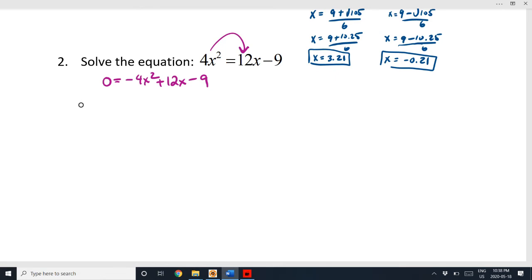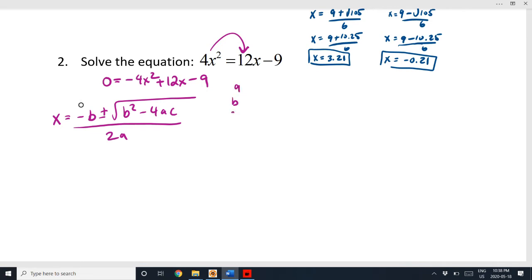Just one thing, you can factor this one, but let's pretend you can't, and let's just practice using the quadratic formula. So what is the quadratic formula? x is equal to negative b plus or minus the square root of b squared minus 4 times a times c, all over 2 times a.